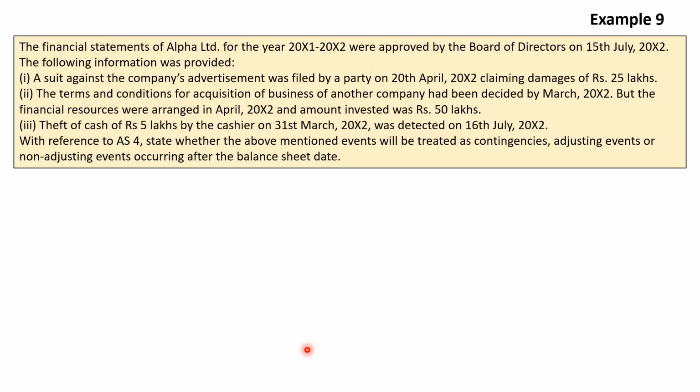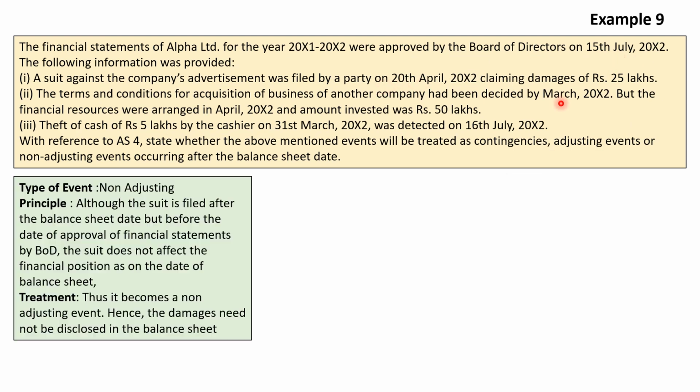And now the last question of this topic. The financial statements of Alpha Limited for the year 2001-2002 were approved by the board of directors on 15th July. The following information is provided. A suit against the company's advertisement was filed by a party on 20th April claiming damages of 25 lakh. So there was a case against the company, and the case was filed before 15th July, when the board of directors approved the financial statements.